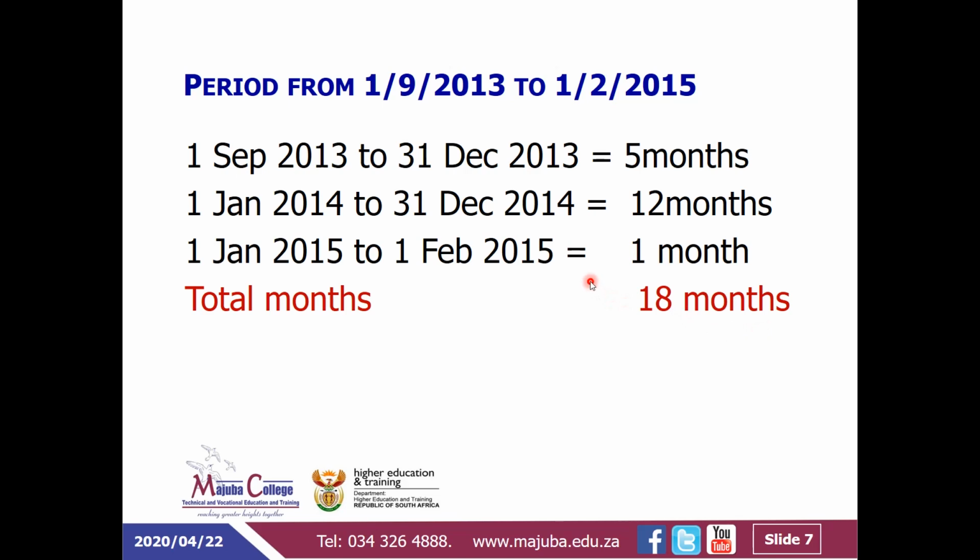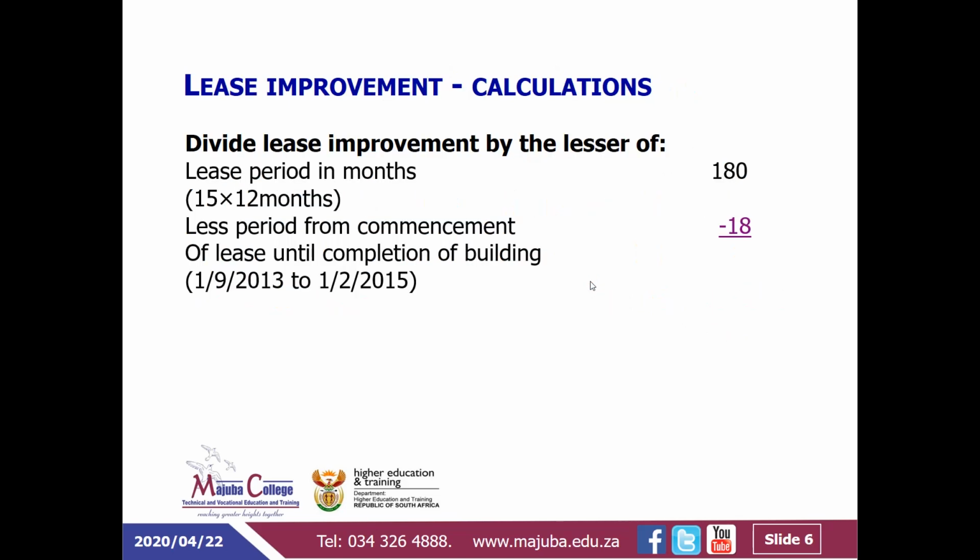Let me quickly go back to that slide. So we essentially take the initial period, and we're going to less the period from the commencement. That's the basic principle. If my calculations are confusing, just remember that the purpose of this exercise is to less the lease period from the commencement date until the date of completion. If you're able to determine that, that's it. It's 18 months.